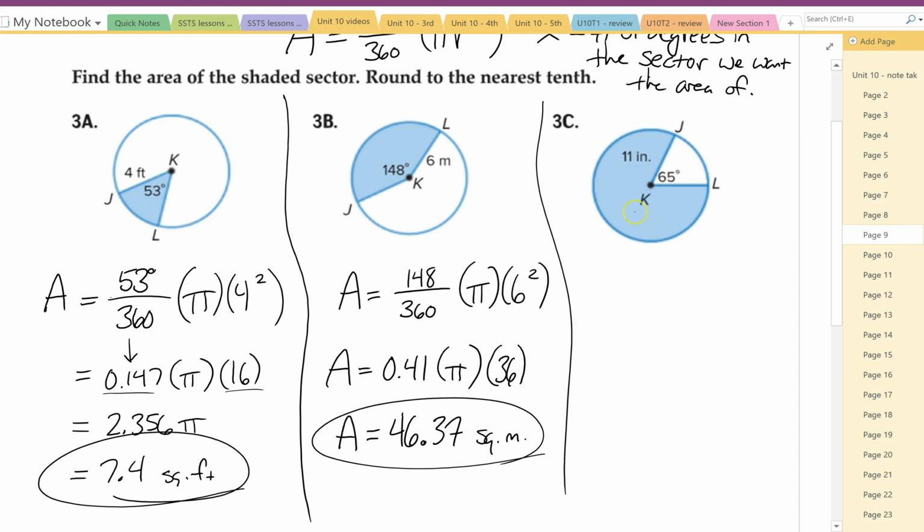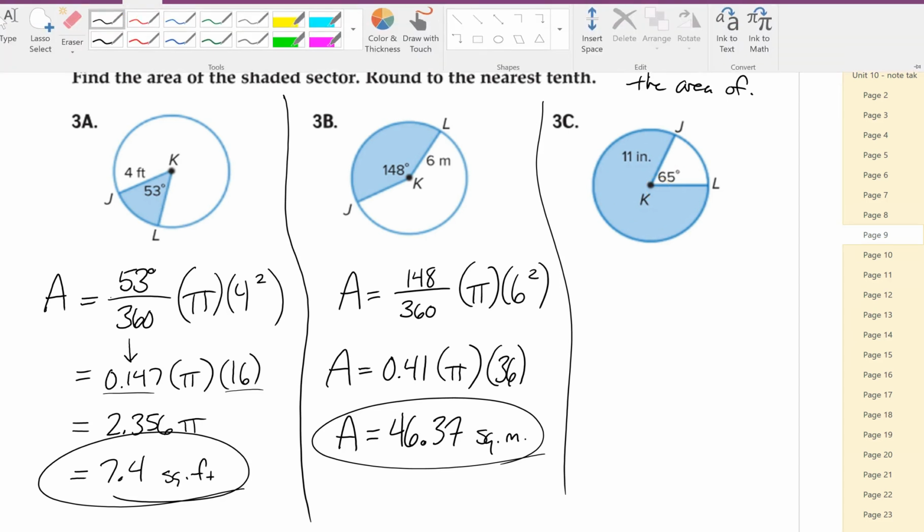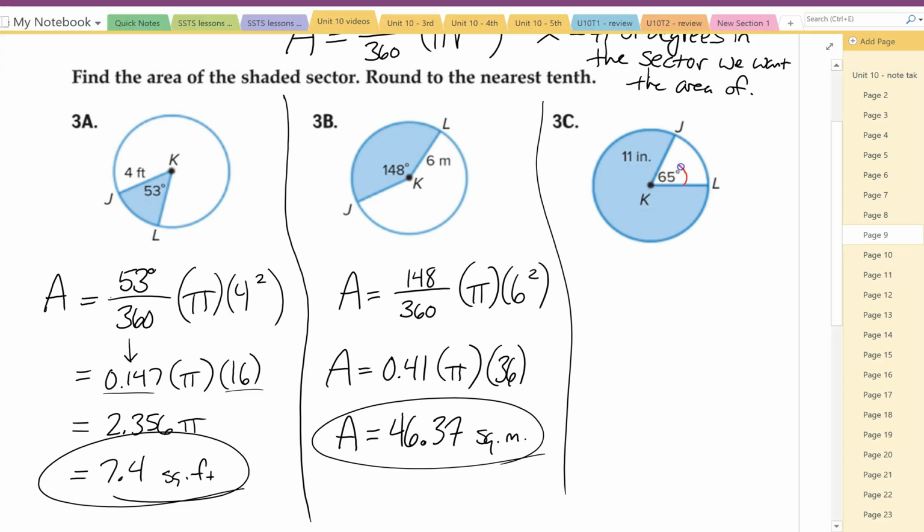Last one. Now our sector covers most of the circle. And what it's doing here, it's trying to trick you. It's not giving me the angle for the sector that I want. It's giving me the angle for the other sector, the part that I don't want. So what I've got to do first on this one is figure out what this angle would be. My x here is going to be 360, that's the total number of degrees in this whole circle, minus the 65 in this sector that I don't want.